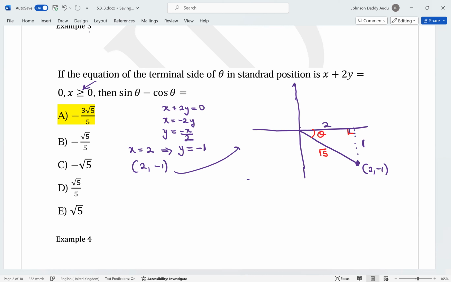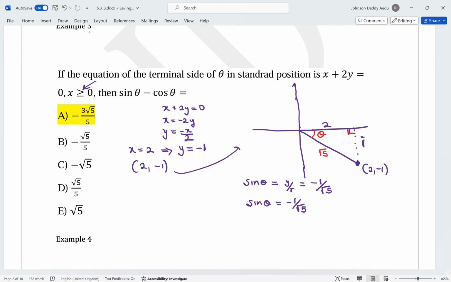So first of all, let's get sine theta. Sine theta is going to be what? Remember, sine is opposite, which is y over r. And what is y here? This is 1 here, but we know it's going to be minus 1, because it's on the negative side. So this is minus 1 over r, which is still root 5. So sine theta equals minus 1 over root 5. This makes sense because in the fourth quadrant, sine should be only negative. It cannot be positive.